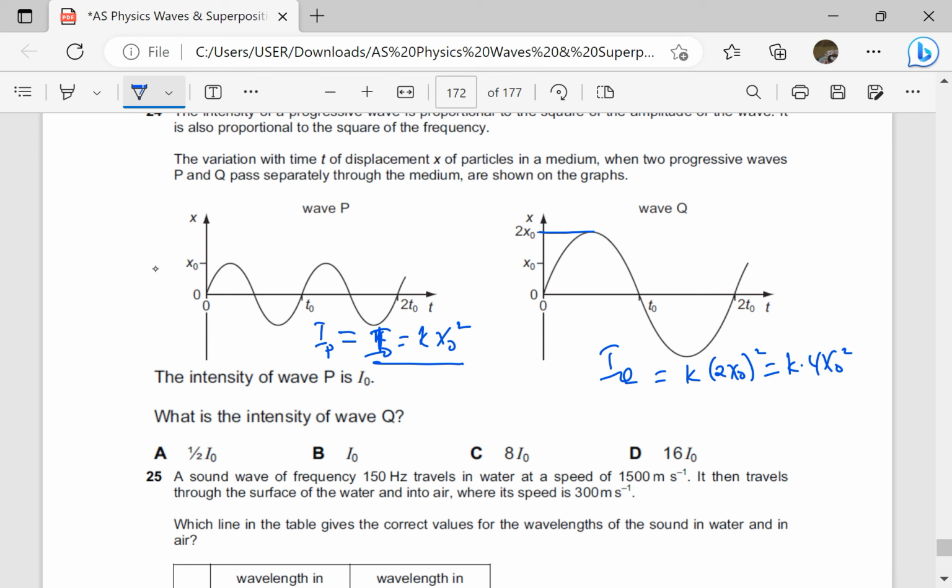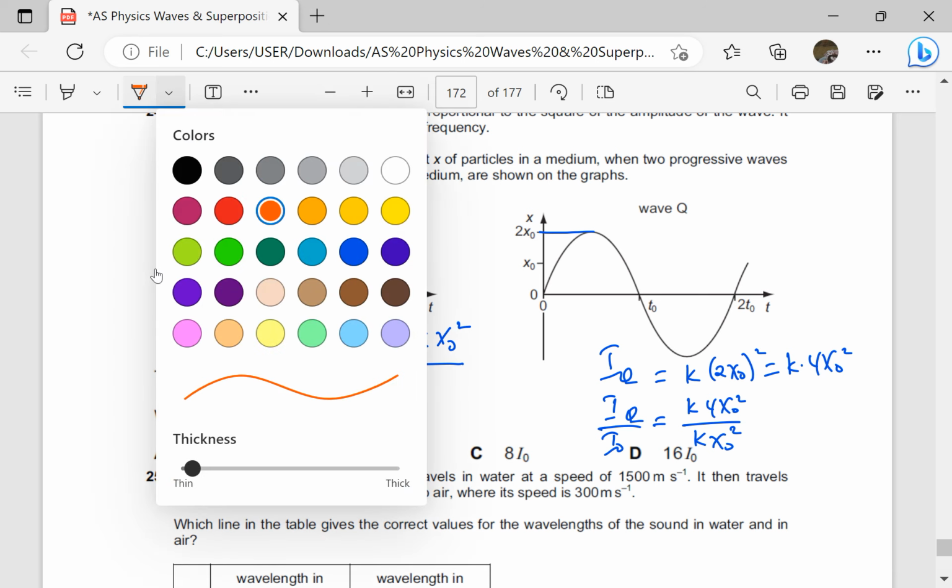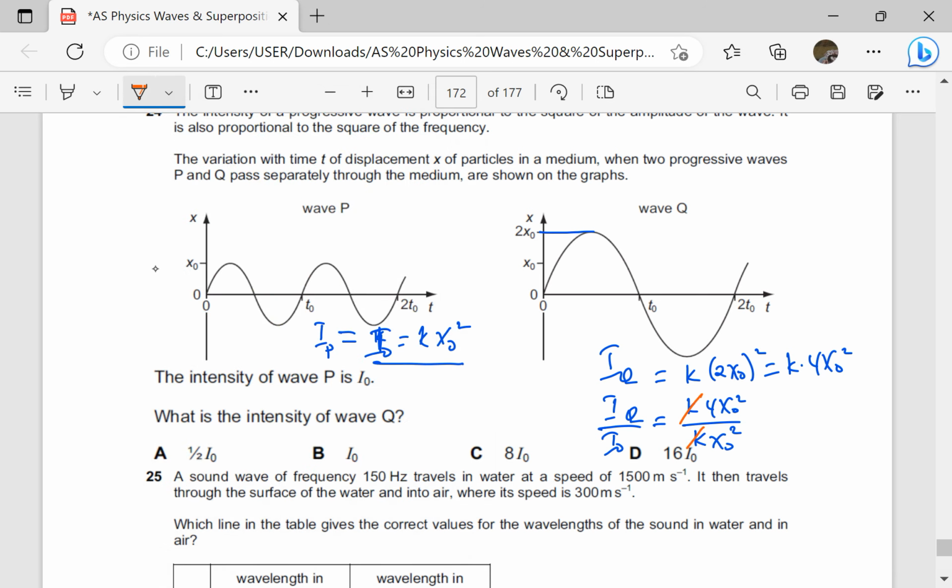So IQ divided by I naught, I'm just dividing the two equations, is equal to K 4X naught squared divided by K X naught squared. So K cancels out, X naught squared cancels out, and we remain with 4 times I naught, which makes it, is it 4?